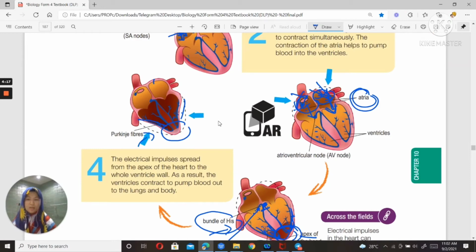Okay, jadi bila kedua-dua bahagian ventricle menerima maklumat elektrik tadi, electrical impulse tadi, impulse saraf, ataupun impulse elektrik, so kedua-dua bahagian akan contract. Kenapa? Untuk pump keluar darah ke paru-paru dan juga ke seluruh badan.